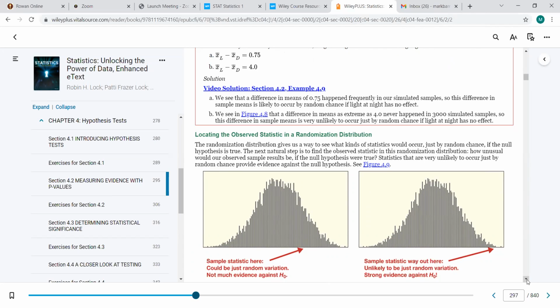Remember, the null hypothesis is that there's no difference between the two groups. So what's being measured down here along the x-axis is the difference between the light group and the dark group. So 0 is in the center here. 0.75 would be around here. 4.0 would be further down. So which of these provides more evidence against the null hypothesis that the two groups have about the same body mass gain?